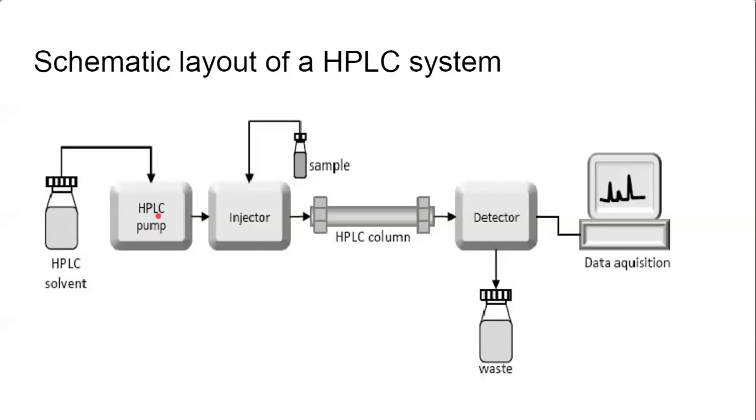In ordinary column chromatography, the mobile phase drips through by gravitational force, and to percolate throughout the sample it takes more time, since the acting force is gravitational force. But here, by applying high pressure with the pump, the flow rate of the mobile phase is very, very fast.